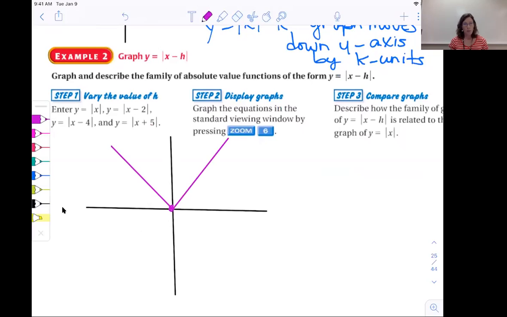So this problem says what happens now if you take that x inside the absolute value and you have a minus 2, or you take that x inside the absolute value and you have a minus 4. So we're looking at the two that say minus. Does anybody know what happened to those two graphs when you have y equals the absolute value of x minus 2 or y equals the absolute value of x minus 4? Jaden, do you know what happened to those two graphs?